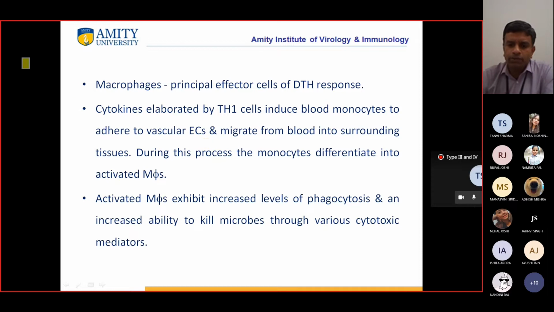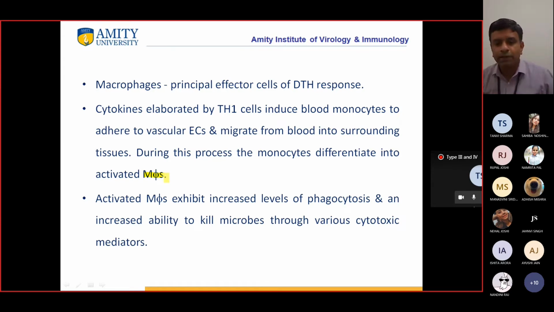Okay, so let's leave this process. But what happens during this process? The monocytes differentiate to form activated macrophages. Okay. Now, as I said, these activated macrophages. So एक macrophage just घूम रहा था, but now it has been activated by cytokines. Okay. Now this macrophage becomes active. It starts exhibiting increased level of phagocytosis. भैया वो activate हो गया, अब उसको भूख लगी है. Now it will start capturing the antigens.